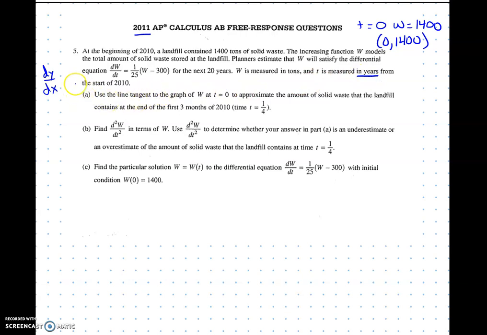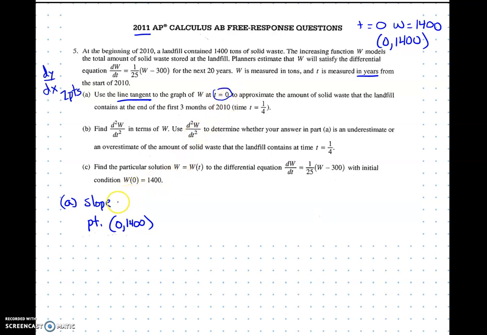Okay, letter A is worth 2 points on their rubric. Use the line tangent to the graph of W at t equals 0 to approximate the amount of solid waste. Tangent line, I need two things: I need a slope and I need a point. We're doing the line tangent at t equals 0. So good golly, look at it. (0, 1400) is our point that we already have. That is when t is equal to 0.